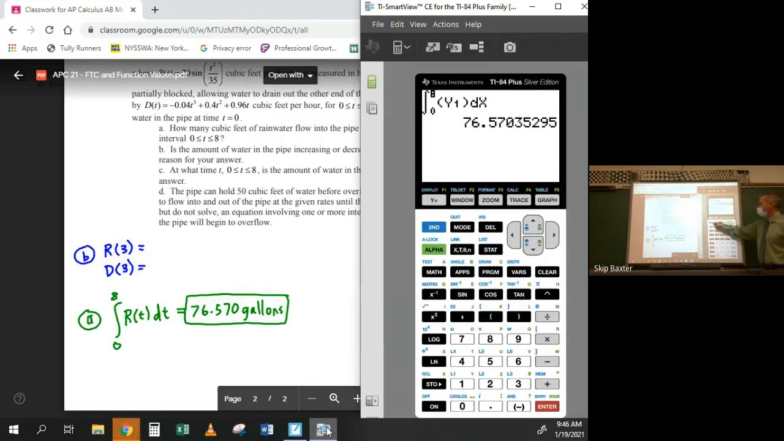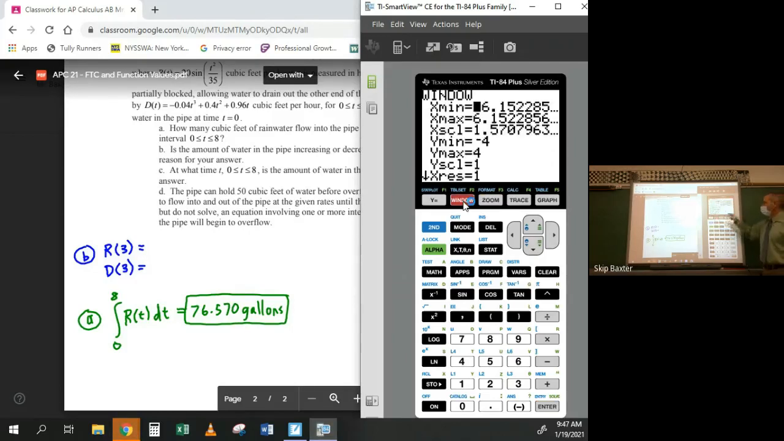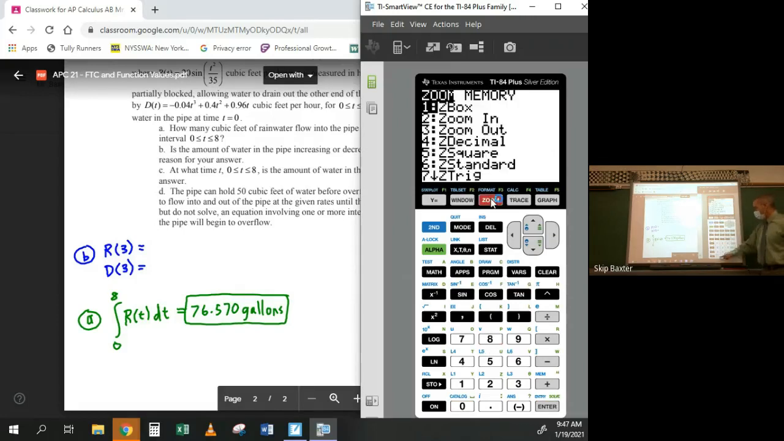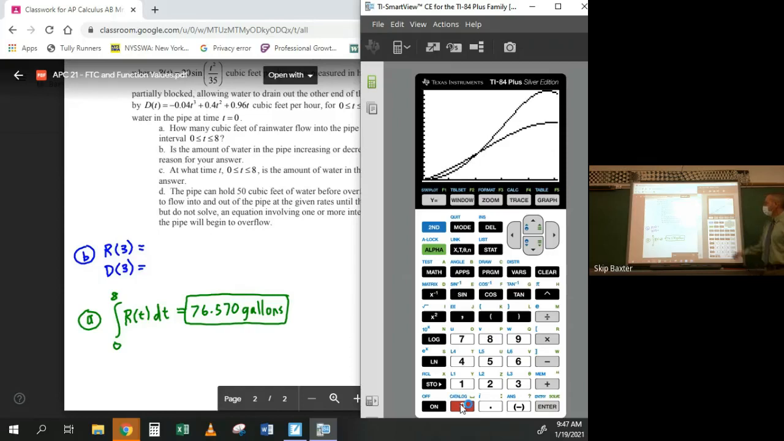All you have to do is from the main working screen, I'm gonna graph the two functions. I'm gonna do window, I'm gonna graph them on the domain that they give us, which is from 0 to 8. So I'm gonna graph this from 0 to 8. And then I'm going to do zoom fit. So there's the rate at which it's flowing in, the rate at which it's flowing out.